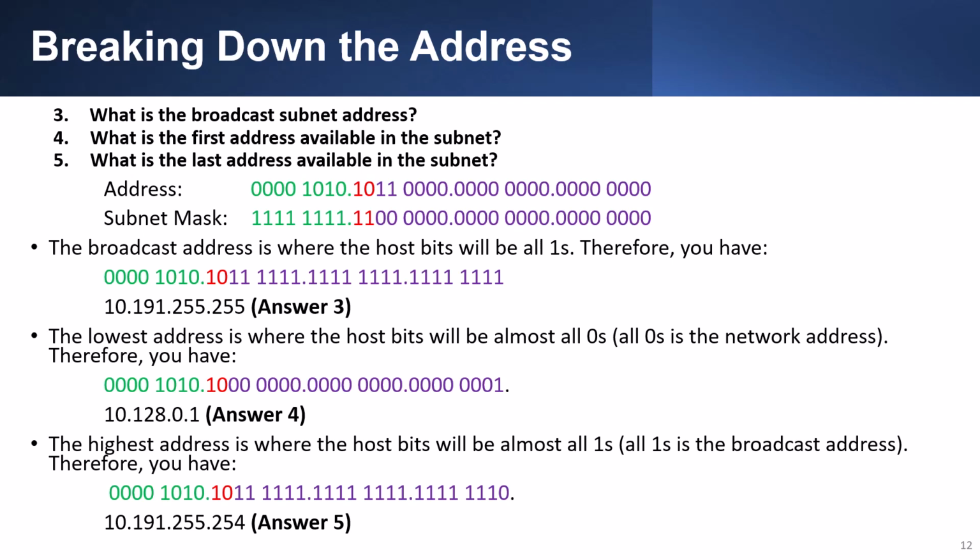The lowest address is where the host bits will be almost all zeros, as shown on the screen. Therefore, the lowest address is 10.128.0.1, which is answer 4. The highest address is where the host bits will be almost all ones, as shown on the screen, which is 10.191.255.254, which is answer 5.